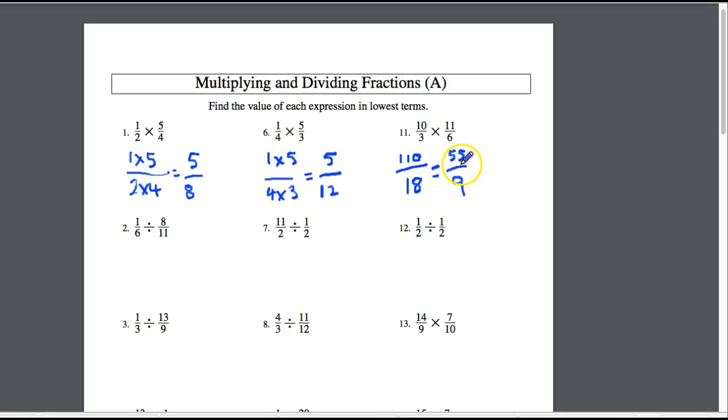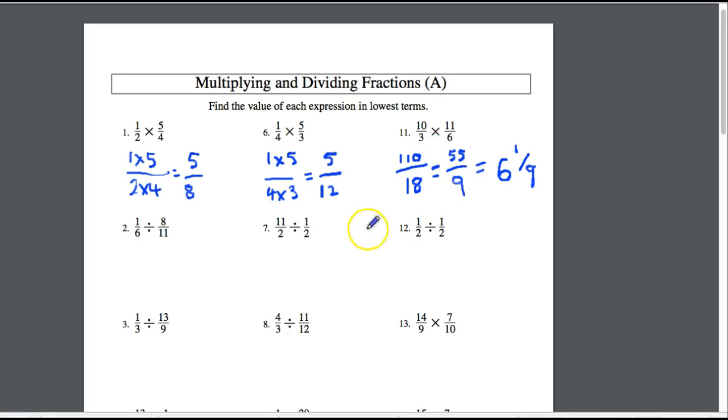Now you got to see whether there's any numbers that go into 55 and 9. There isn't. So then we have to find the mixed number, because this is an improper fraction. So how many 9s go into 55? Now I know 6 9s are 54, so it's going to be 6 with 1 remainder. Okay, so 6 and 1 9th, so quite a tricky one there.